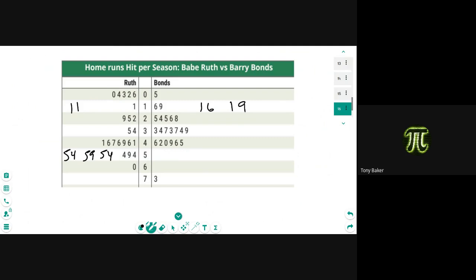Does that make sense? Yes. Essentially, if you're looking at the class one, it would be 11 for Ruth and 16 and 19 for Bonds. He had those two in there.